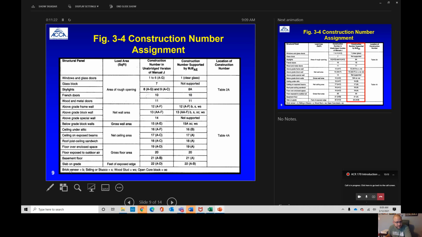And then you'll see here you have some lettering. So B, brick, siding or stucco, wood stud, open core block. So it's going to tell you those things to use.